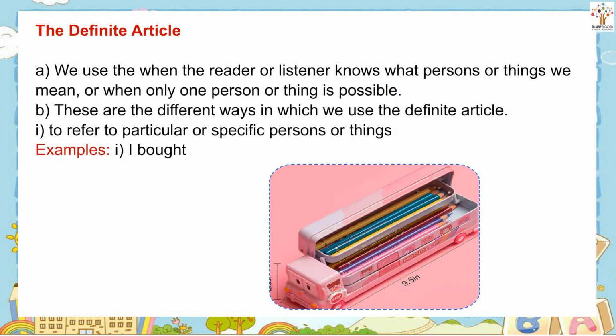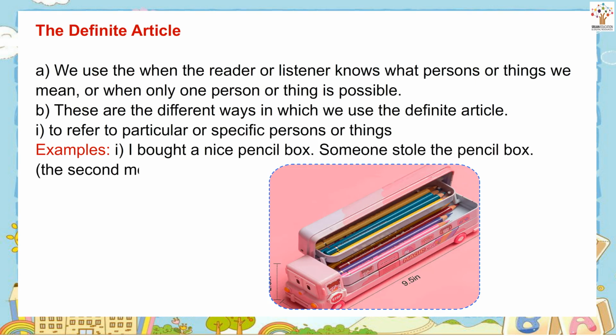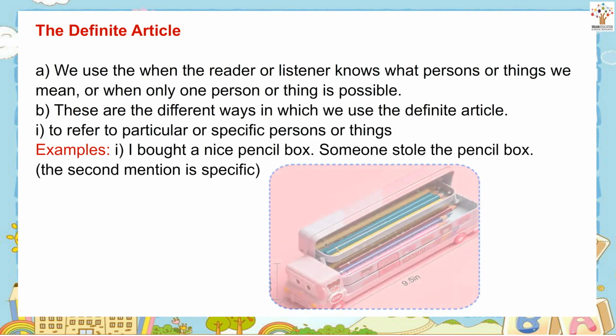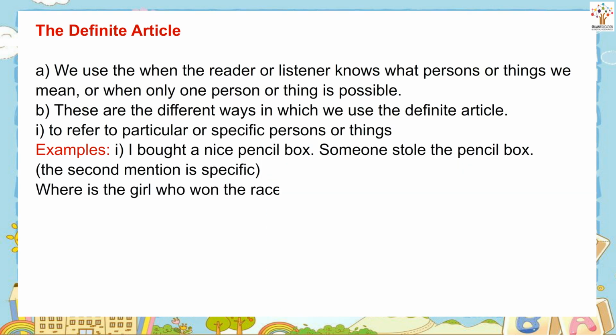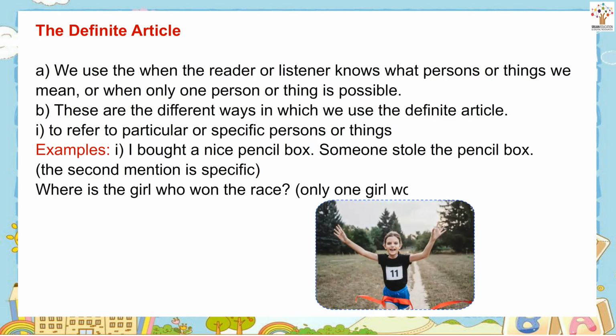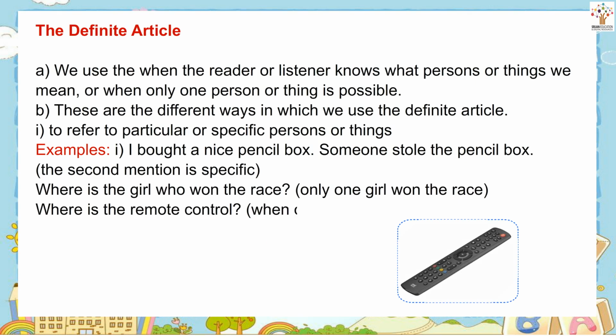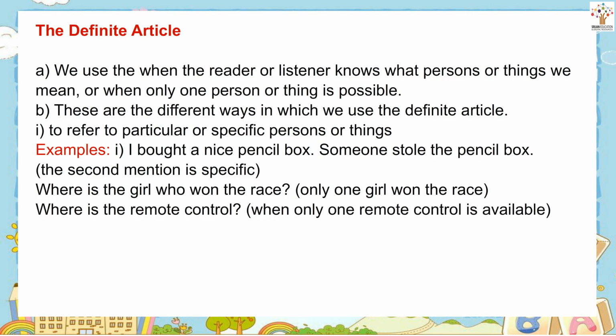Examples: I bought a nice pencil box. Someone stole the pencil box. The second mention is specific. Where is the girl who won the race? Only one girl won the race. Where is the remote control? When only one remote control is available.